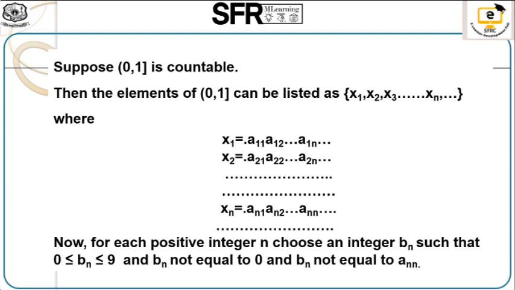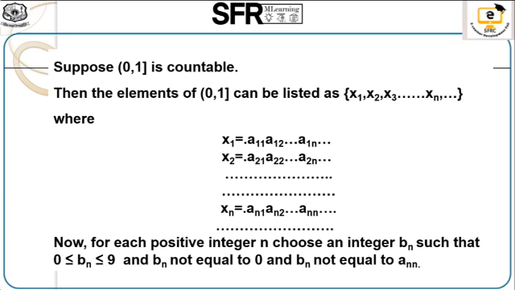Suppose we take that the interval (0, 1] is a countable set. We know that a countable set has a one-to-one correspondence with the natural numbers. Then the elements of the interval (0, 1] can be listed as x1, x2, ..., xn, ..., where x1 can be written in the form 0.a11 a12 ... a1n, similarly x2 can be written as 0.a21 a22 ... a2n, up to xn written as 0.an1 an2 ... ann, and so on.